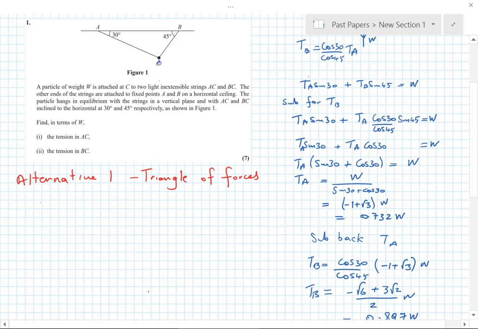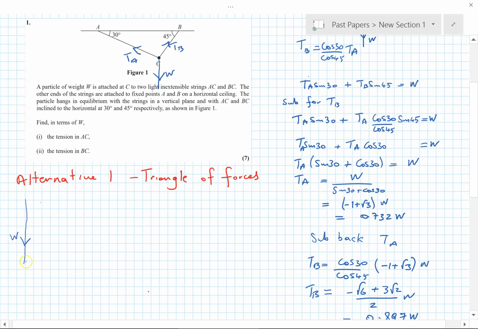So let's look at alternative 1 using triangular forces. It's quite nice, but many students don't like it because they don't like constructing the triangle. We've got 3 forces here, W and TB and TA, which we can form a triangle for. If I start with W, I'm struggling to draw a straight line here. Not a lot better, but anyway, that's my W downwards.